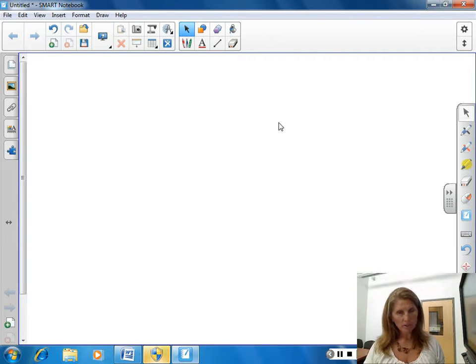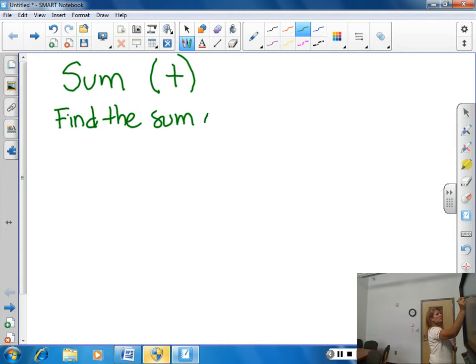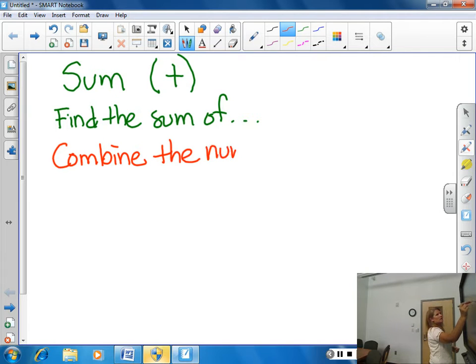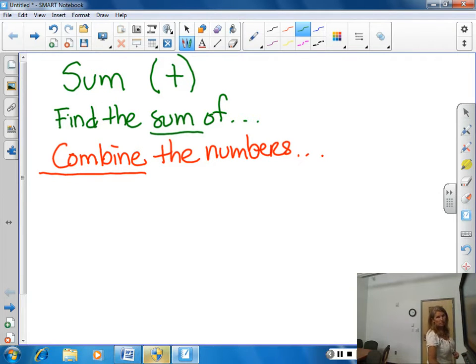Okay, so that's the vocabulary of that. But there's also vocabulary associated with the word sum. Remember, a sum is the answer to an addition problem. Sum implies addition. I could say, find the sum of two numbers. Find the sum of means that you should add. But I could also say, combine the numbers. Combine is a word that would indicate to you that you're looking for a sum.